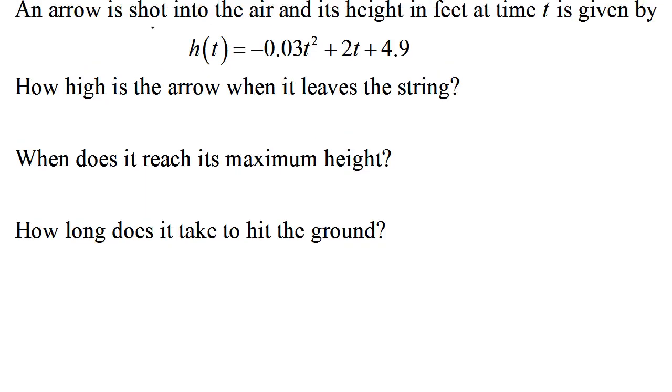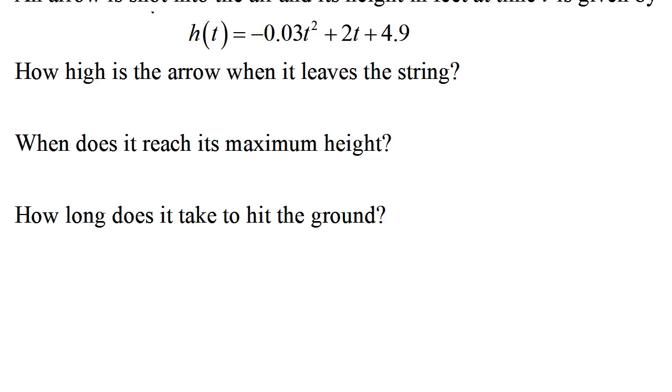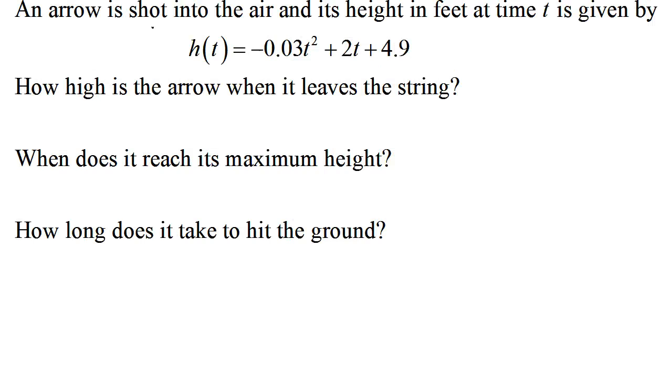An arrow is shot into the air, and its height in feet at time t is given by this formula. It's our job to find the answer to these three questions. Number one, how high is the arrow when it leaves the string?